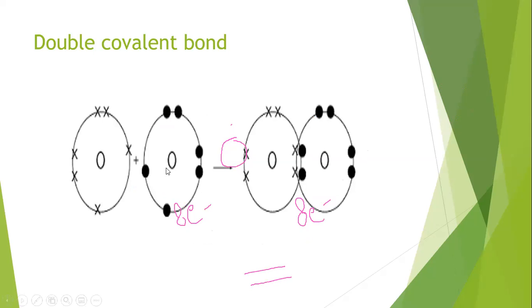Here you can see oxygen atoms. Each oxygen atom has 6 electrons in their outermost shell. Each oxygen atom shares 2 electrons with the other oxygen atom. In this way, they are making 2 bonds at a time. That's why it is called a double covalent bond, because they are making double bonds by sharing 2 bond pairs.